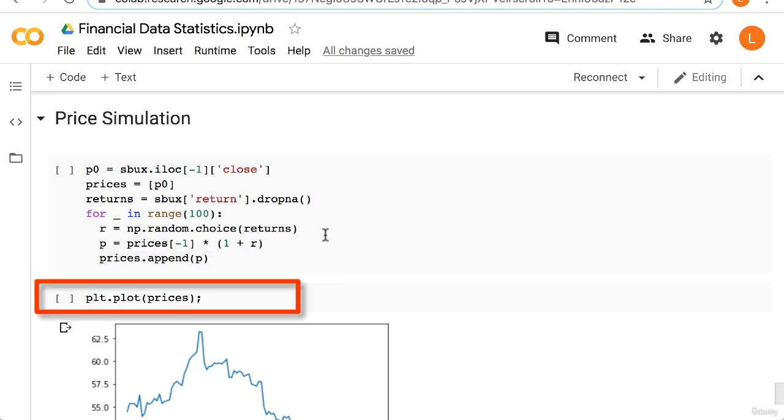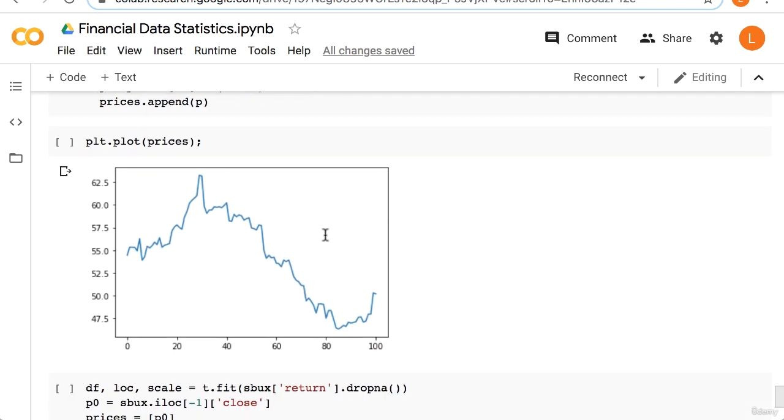When we're outside the loop, we plot the prices as a time series. So you can look at this and decide whether or not this seems like a reasonable and realistic evolution of the stock price.